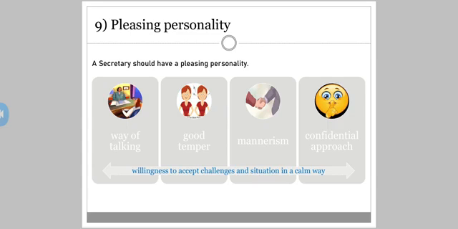So now pleasing personality is nothing but, overall, I can say, to handle a situation in a calm way. Whatever befalls the secretary, or whatever is happening in an organization, however difficult the situation goes, the secretary should handle it in a very good manner, being calm and polite, possessing a pleasing personality. Okay, having a good personality, showing it properly to the other person.